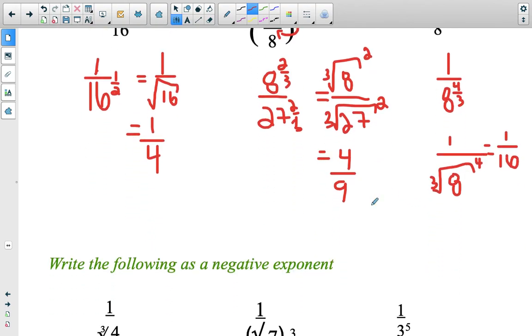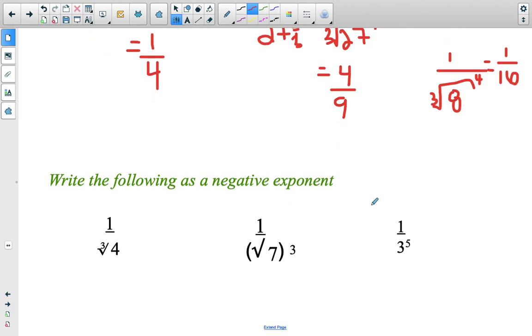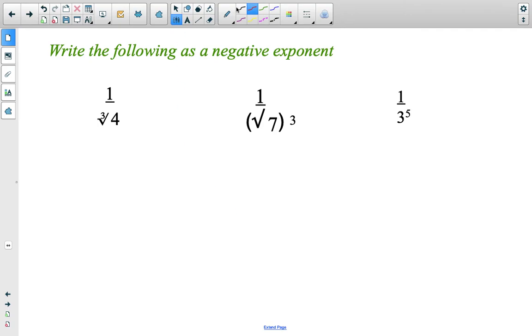And that is that. If I had to write these as a negative exponent, we're just going to do this backwards. I am going to need to write it as an exponent first. So this is the same thing as 1 over 4 to the power of 1 over 3, because it's the cubed root. And if I want to write that as a negative, I take the reciprocal, to do the opposite. I get 4 to the power of negative 1 over 3.